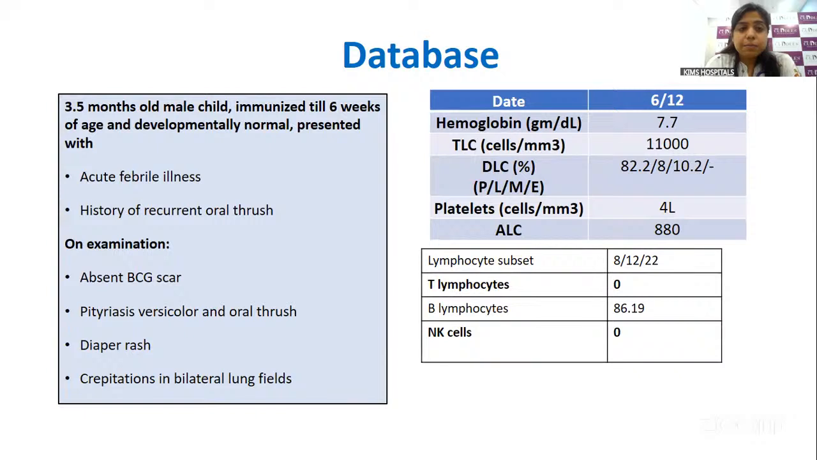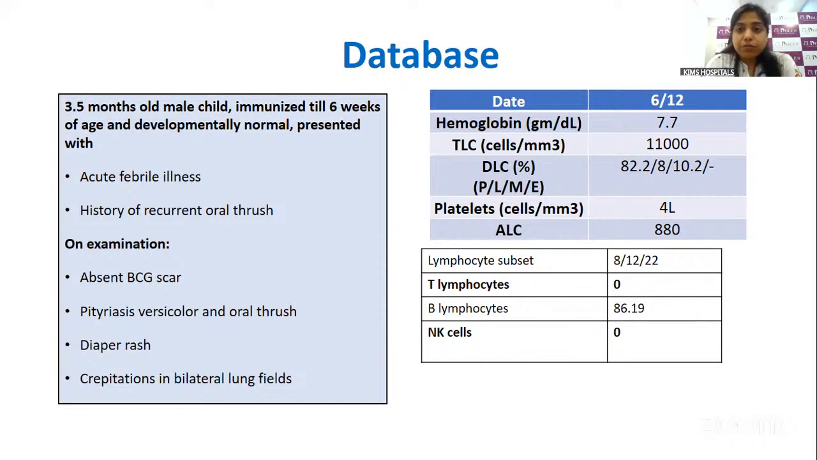So this case, presenting with oral thrush, now with an acute febrile illness and prolonged skin fungal infections, and the child was having absent BCG scars. So investigation we have done for this child. Even the hemogram gave us a clue that this is an inborn error of immunity.